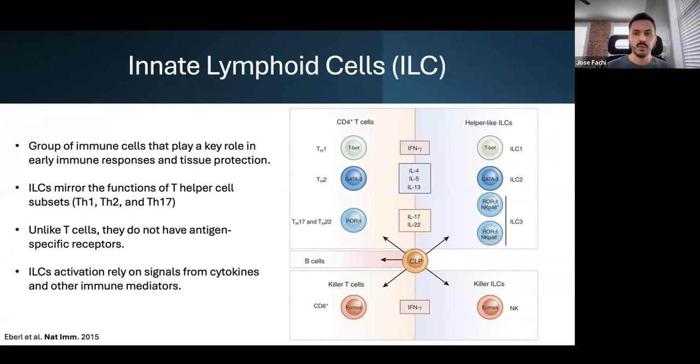So what are ILCs? We know that ILCs are lymphocytes because they have a common progenitor with T cells and B cells, but they don't have TCRs. Because they lack TCRs, they don't respond to antigen. So their activation basically relies on cytokines produced by signals in the tissue. And they mirror the CD4 T cells. So for example, we have ILC1s that mirror Th1, producing interferon gamma. You have ILC2s that mirror Th2, producing IL-4, 5, 13. And in particular, we have ILC3s that mainly produce IL-17 and IL-22 and mirror Th17.